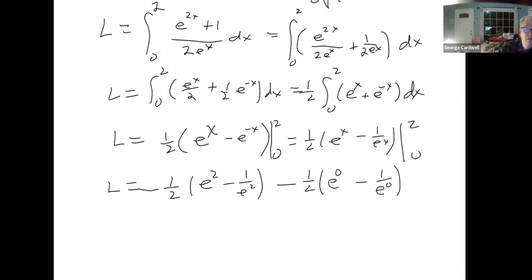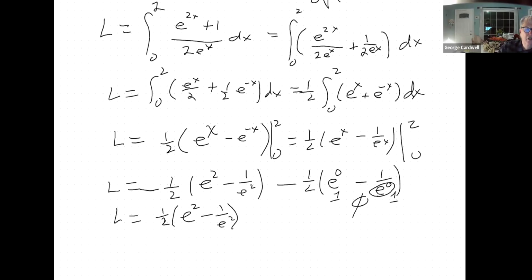Okay, so now this is 1/2 e squared minus 1 over e squared. What's e to the 0? Well, anything to the 0 is 1, right? So this is 1. This is 1. 1 over 1 is 1. So you got 1 minus 1 or 0. So all of this is 0. So that's my answer right there.